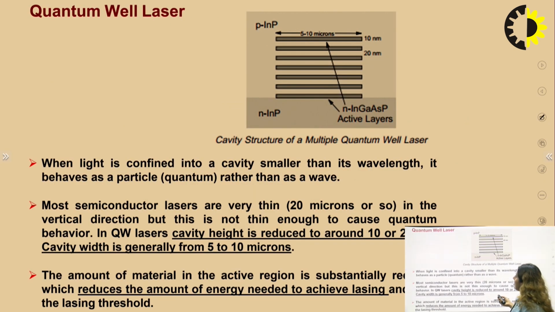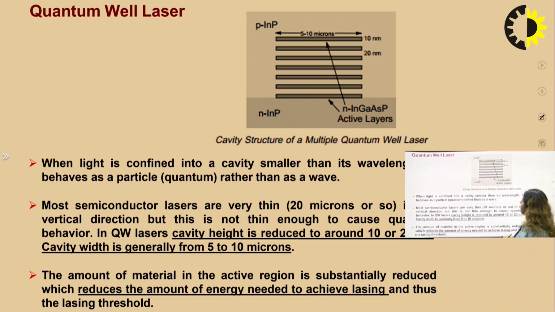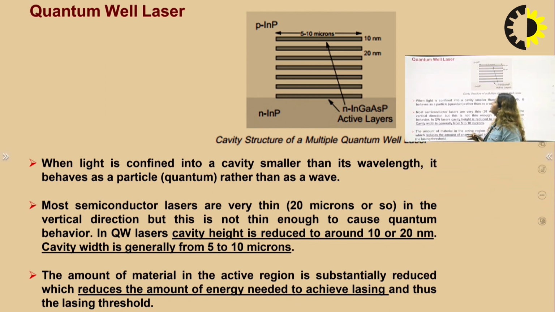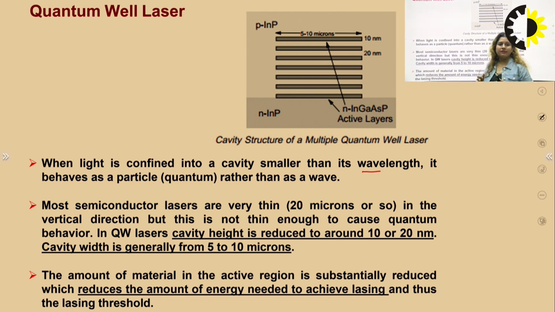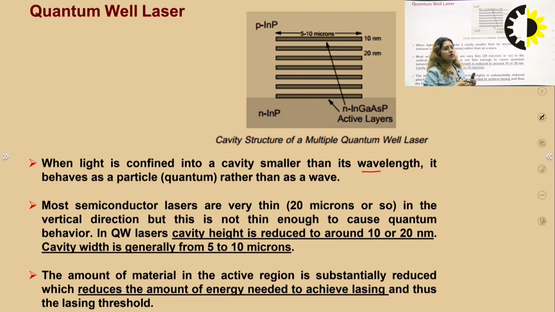So this is a new form of laser which is called quantum well lasers. It has a well type of structure. The P and N will be made up of P indium phosphide and N indium phosphide. These materials are all direct recombination materials. When light is confined into a cavity of smaller wavelength, it behaves as a particle, that is quantum, rather than as a wave.